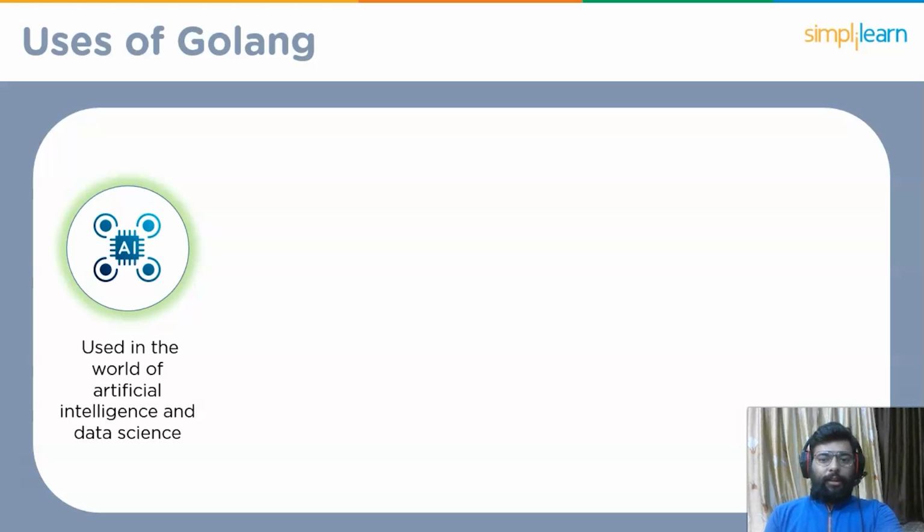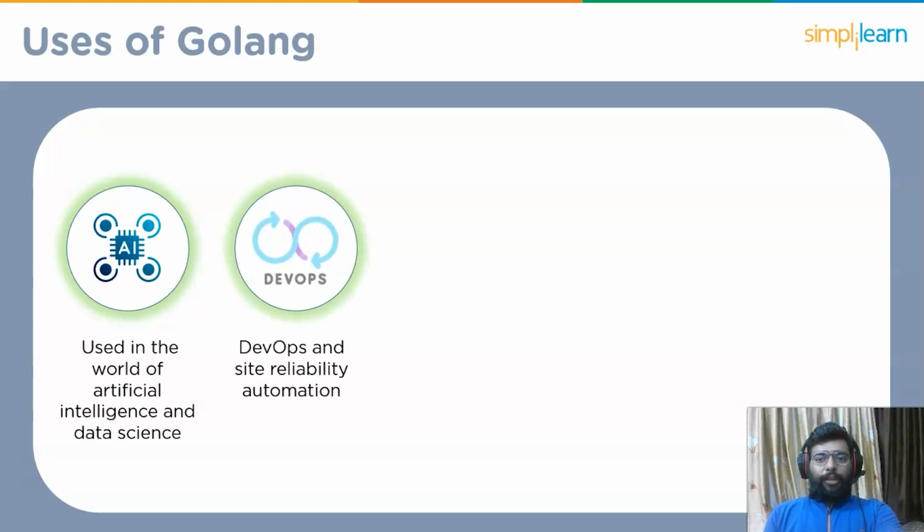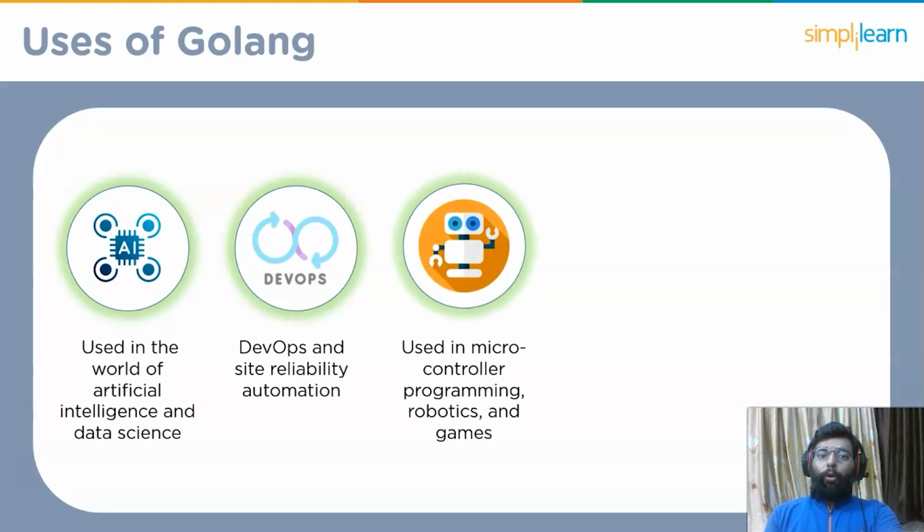The first one is it is used in the world of artificial intelligence and data science. It is used in DevOps and site reliability automation that is popular way to use Go. Some use Go for microcontroller programming, robotics, and games.